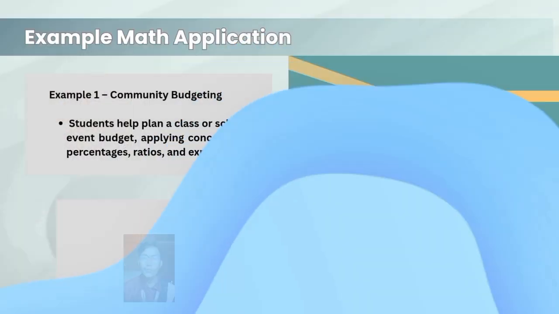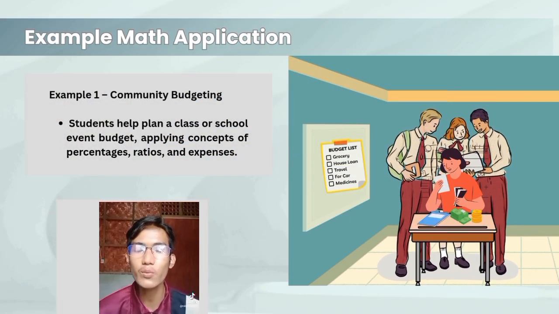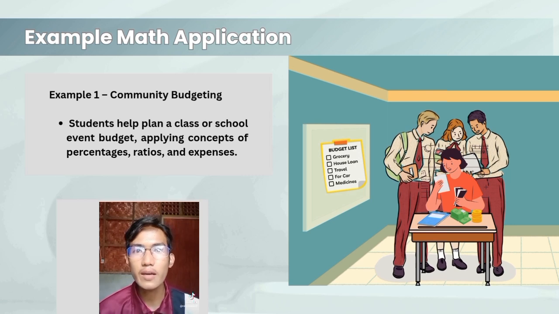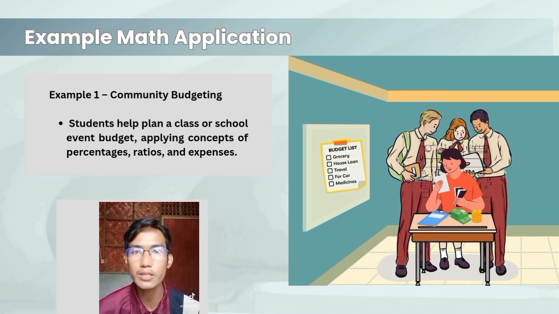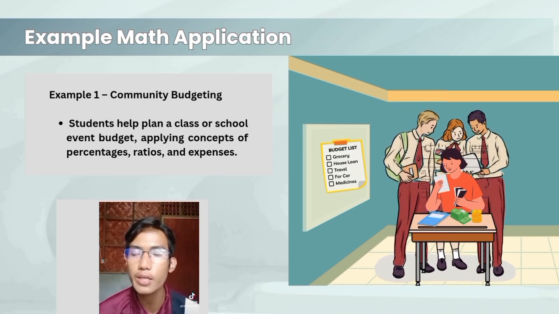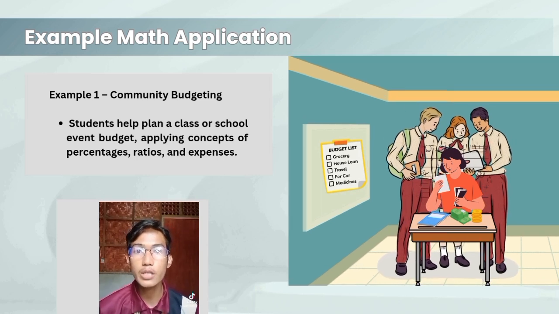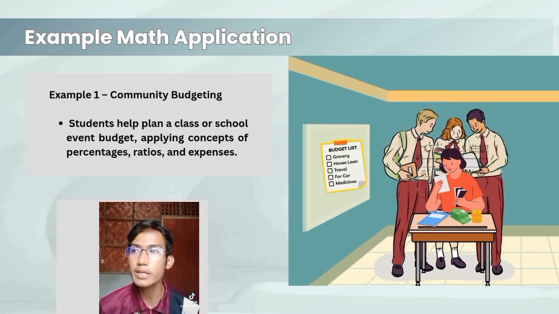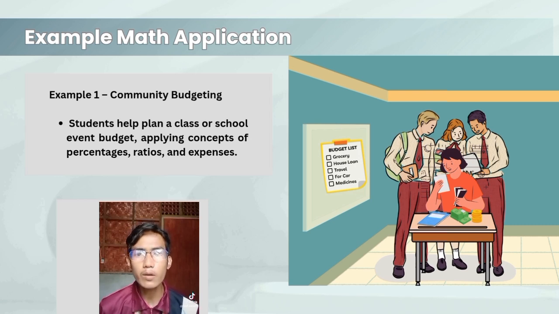Okay, the next is the example number 1, the community budgeting. Students help plan a class or school event budget applying concepts of percentages, ratios, and expenses. So for example, number 1, which is community budgeting. The students help in planning the budget for a class or school event. So in this activity, they apply what they learned in math, like percentages, ratios, and expenses.